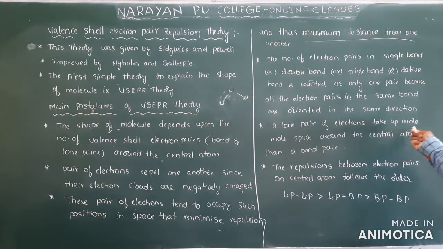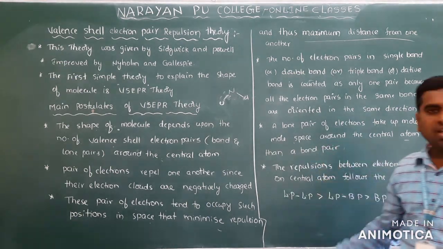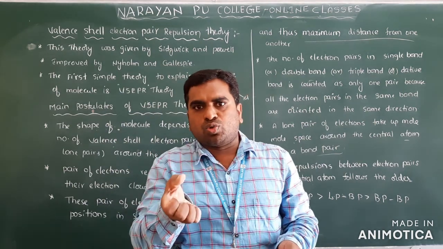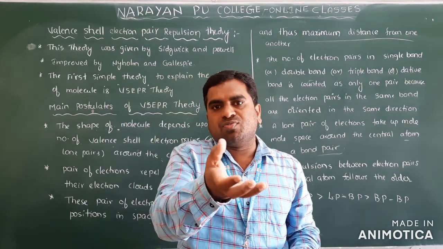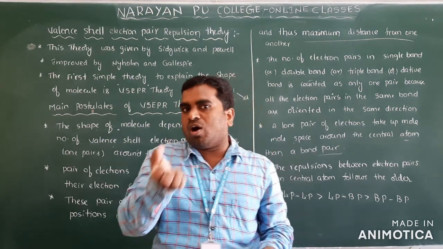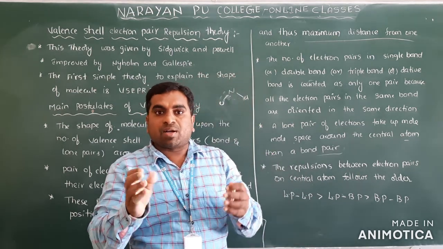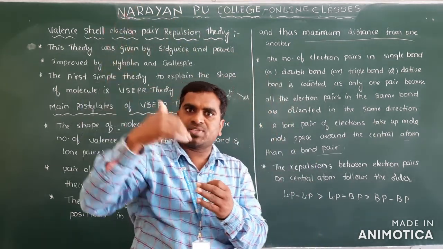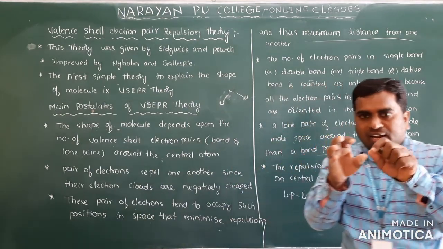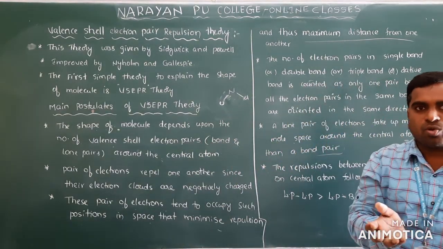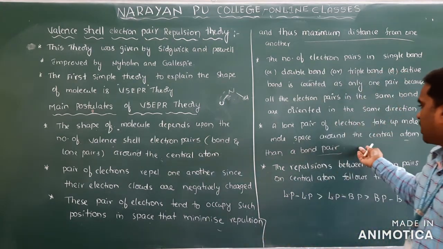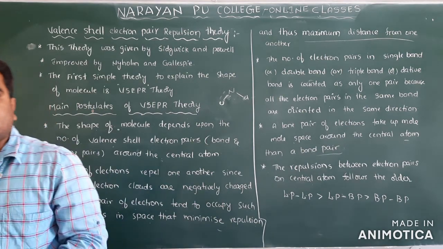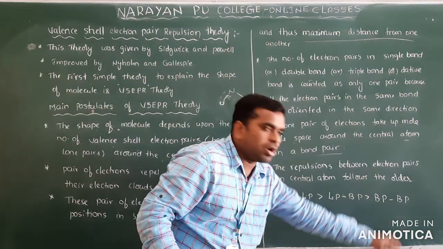The lone pair electrons take up more space around the central atom than the bond pair. I already mentioned the lone pair of electrons is very close to the nucleus of the central atom. Clear? But bond pair electrons are shared by the central atom and the surrounding atom, so they are moved away from the central atom. So the lone pair electrons occupy more space compared to the bond pair. That is the concept. The repulsion between electron pairs around the central atom is, I already mentioned, lone pair-lone pair greater than lone pair-bond pair, greater than bond pair-bond pair. Why?